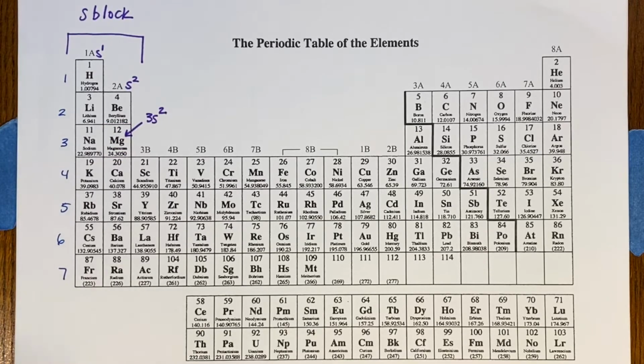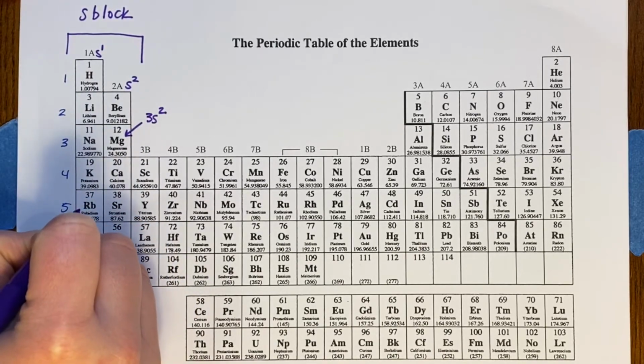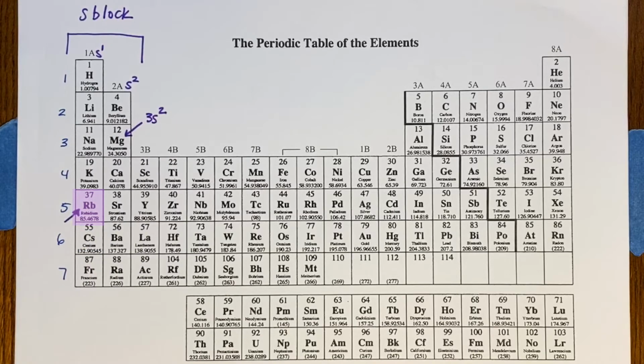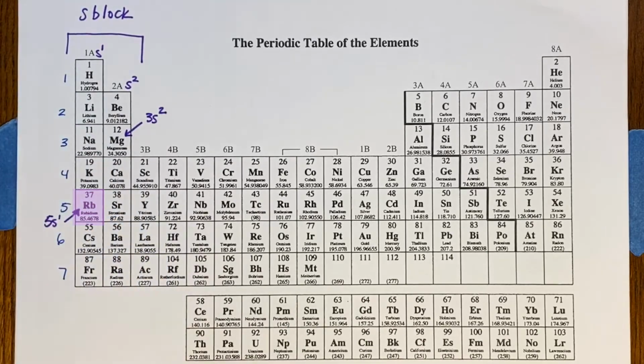If I were to look at an element like rubidium, based on rubidium's position on the periodic table, I know that its highest energy electron is placed into an s orbital. I know that its electron configuration ends in s1 because it is in group 1A. And because it's in the 5th period, I know specifically that its electron configuration will end in 5s1. So that for rubidium, I know that its highest energy electron, or its last electron, is placed into a 5s orbital.